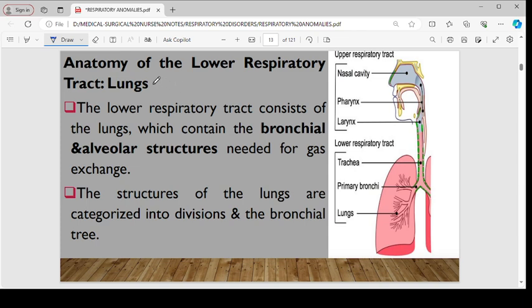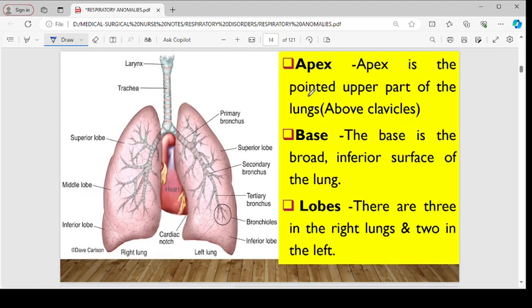Moving down and now focusing on the lower respiratory tract, majorly the lungs. The lower respiratory tract consists majorly of the lungs, which contain the bronchial and alveolar structures needed for gas exchange. The structures of the lungs are categorized into divisions and the bronchial tree. We have the apex of the lungs, which is the pointed upper part of the lungs.